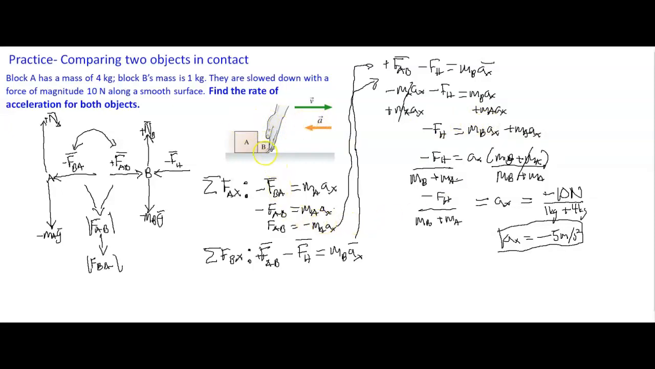And so only block B is touching block A. So block A is being slowed by block B, while block B is being slowed by the hand force, which in turn is slowing down block A. And that's how we got this.